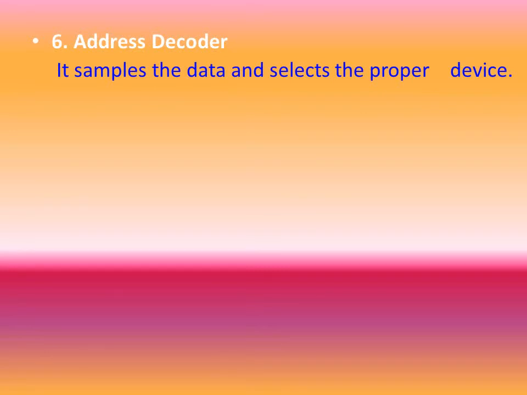What is your address decoder? It decodes the addresses. So it is used to sample the data, and according to the data, it selects the proper device.